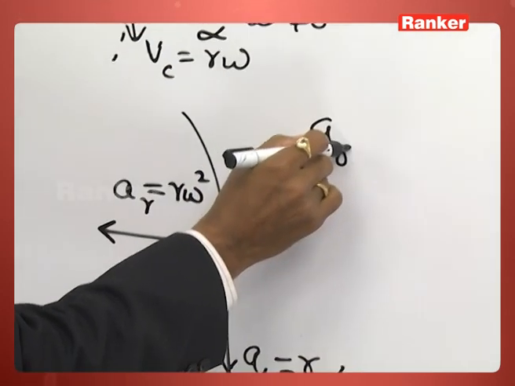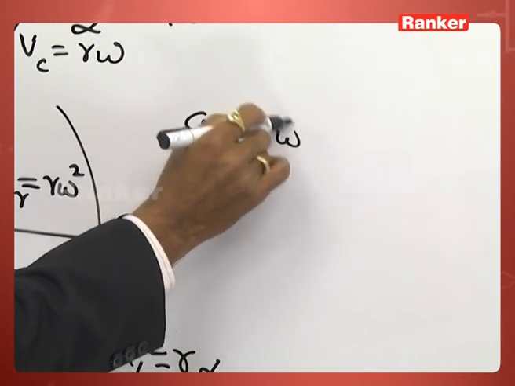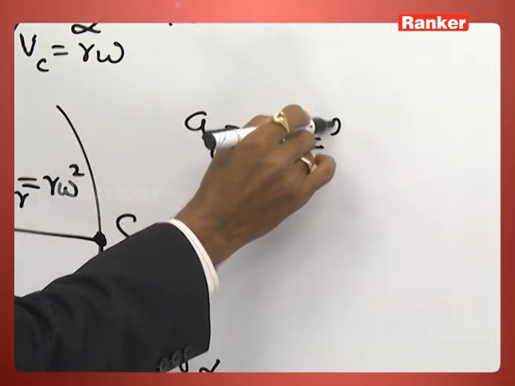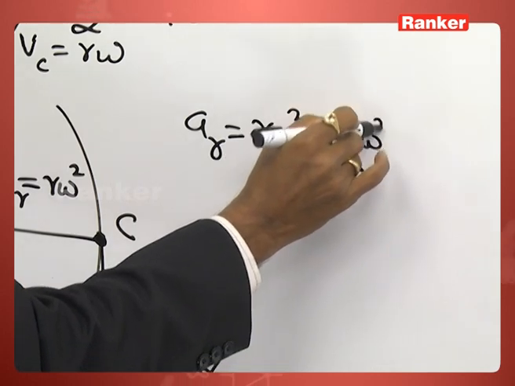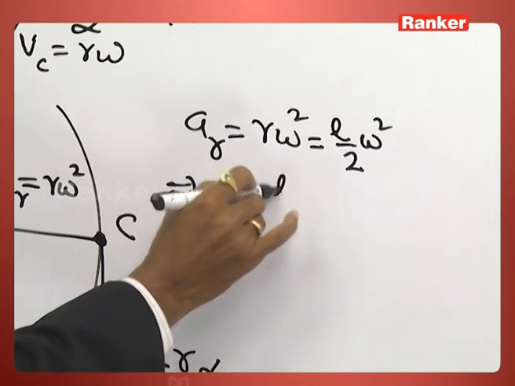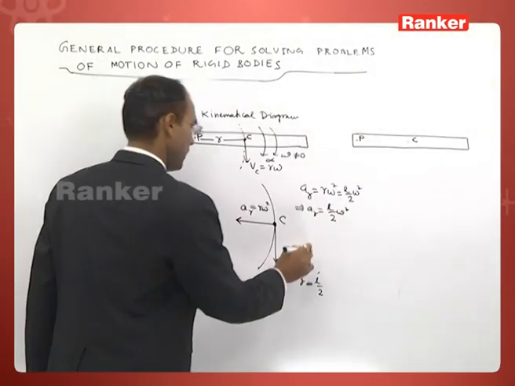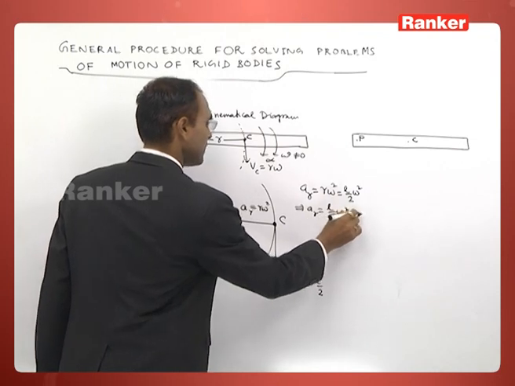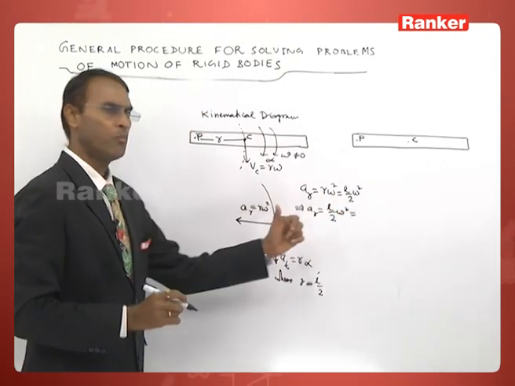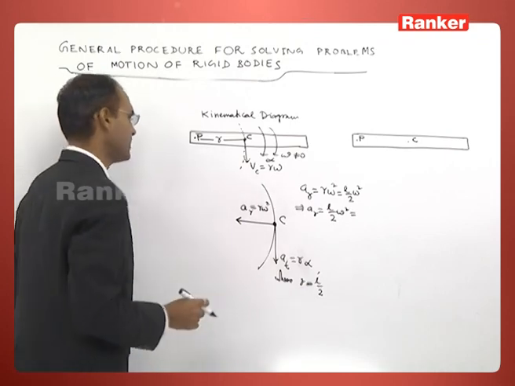So, you just write AR is equal to r omega square, r is equal to L by 2, so AR is equal to L by 2 into omega square. And that is pointing along negative x direction.